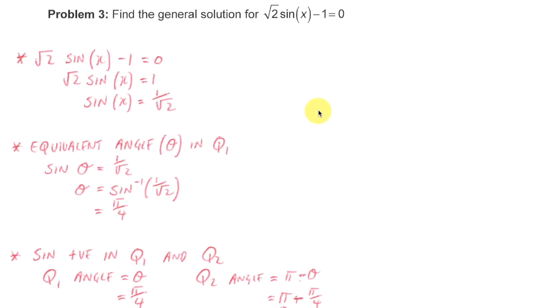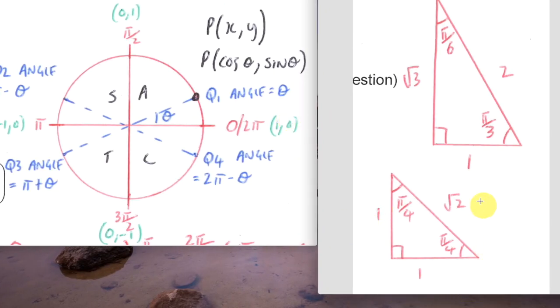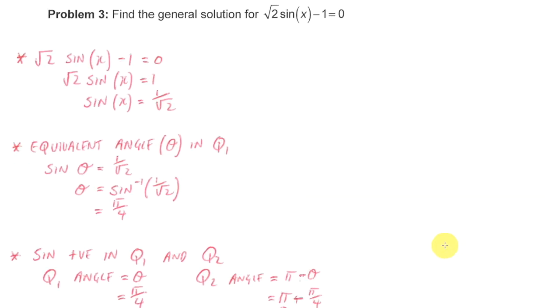3, we need to work out the general solution for the square root of 2 times sine of x, take away 1 equaling 0. So we'll ignore this general solution part and just deal with the equation in our usual way. So you can see in this line of workings I've added 1 to both sides, then I've divided both sides by the square root of 2. So we've got sine of x equaling 1 over the square root of 2. Using my exact value triangles, I'm able to work out that sine of pi on 4 is equal to 1 over the square root of 2. So inverse sine of 1 over the square root of 2 is equal to pi on 4. So my unknown angle is pi on 4. So the equivalent angle in quadrant 1 is pi on 4.